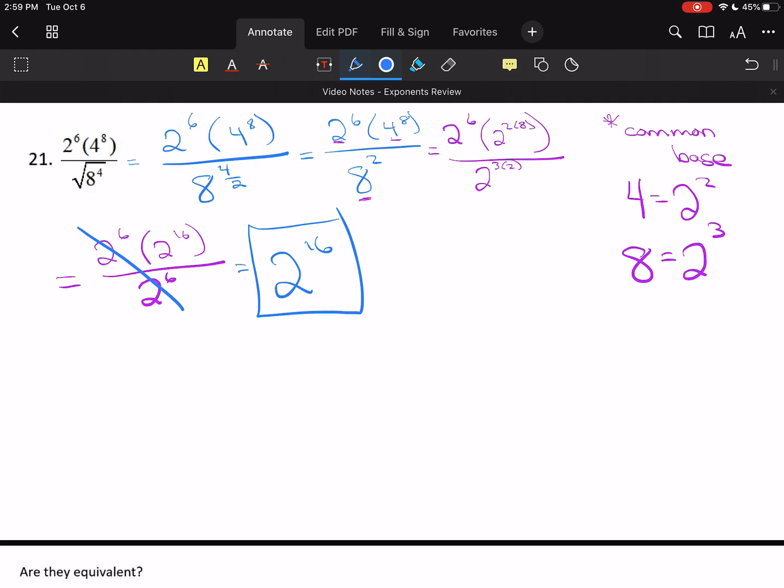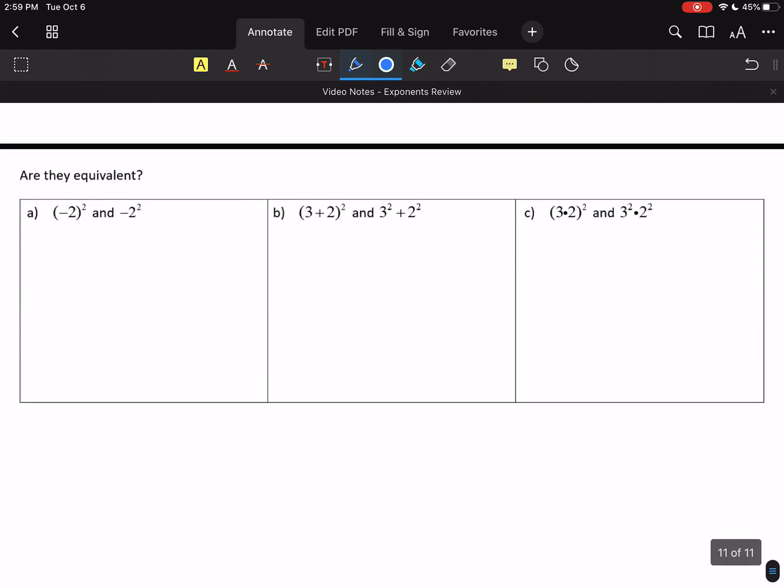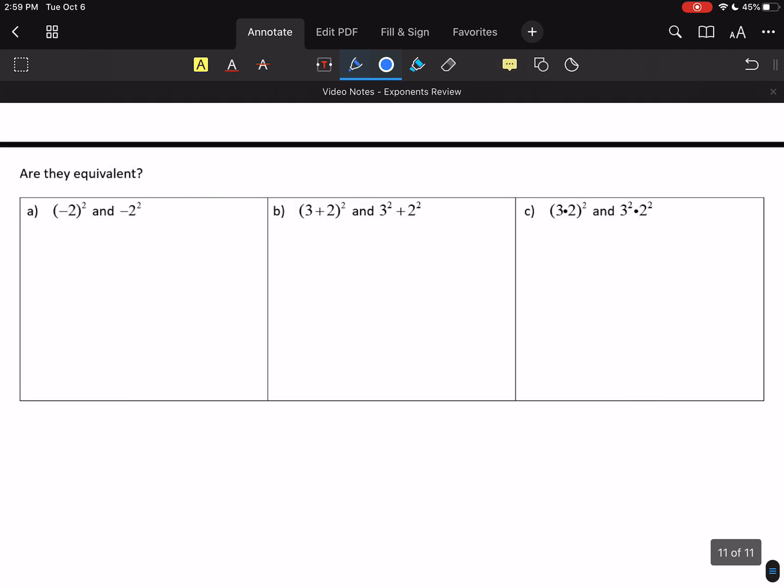okay? Now, the last thing we're going to talk about are these common misconceptions that people make when dealing with exponents. A is probably the biggest one, right? So negative 2 squared versus negative 2 squared, okay? So let's see if these things are equivalent. Negative 2 squared is really negative 2 times negative 2, which gives me positive 4.